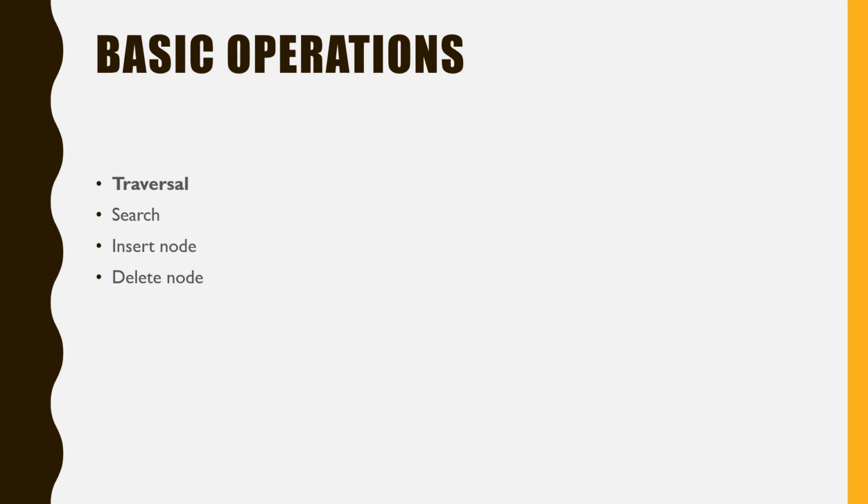The fundamental operations of the tree data structure include traversal, searching, inserting a node, and deleting a node. In this video, we will focus on two methods for traversing a generic tree structure. The operations for searching, inserting, and deleting nodes can vary depending on the specific subtype of the tree. We will explore these operations in more detail within the relevant context.